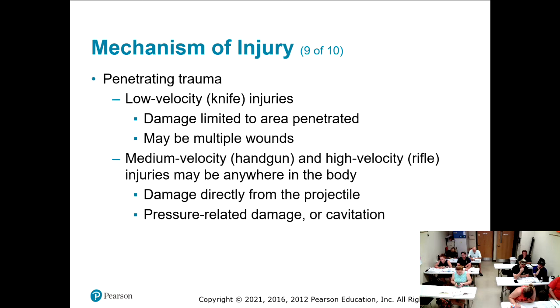Medium velocity, which would be considered our handguns, and high velocities from rifles, can be anywhere in the body. Not only do we get damage directly related to the projectile, we get pressure-related damage around the area and through the body. So when a bullet enters, a little ballistics here, when the bullet enters the body, it causes a cavitation. So you get the initial channel wound, but as it enters and expands, it causes cavitation. So just because the bullet enters through here, you can still get damage through the body at different locations as that bullet creates that pressure.